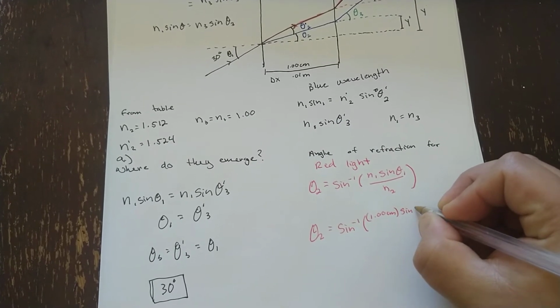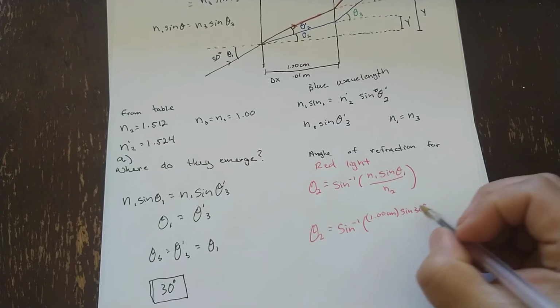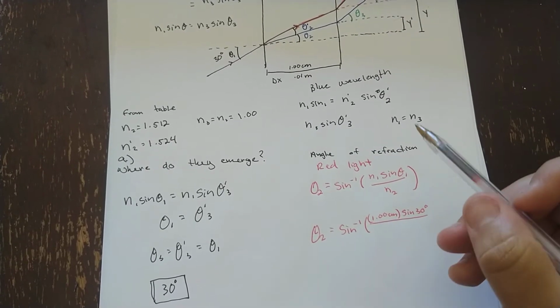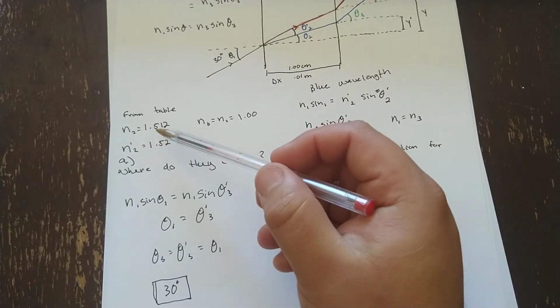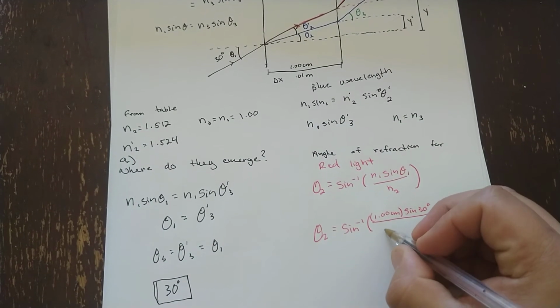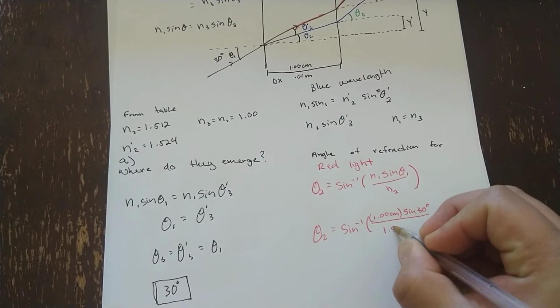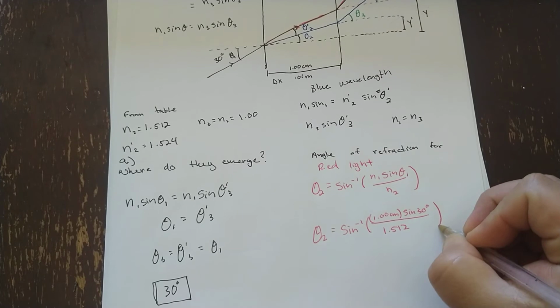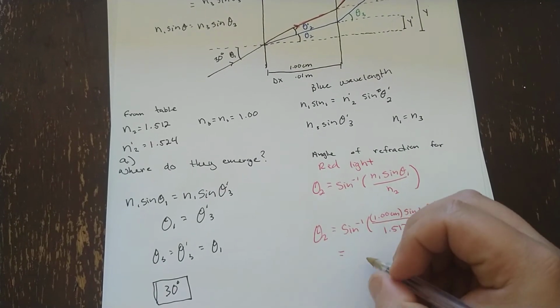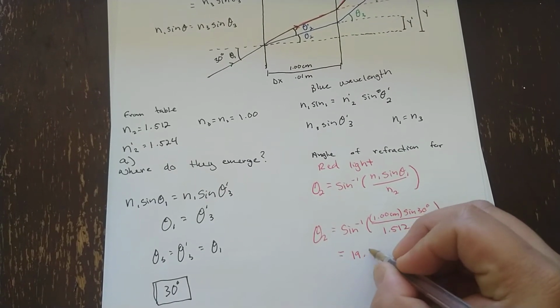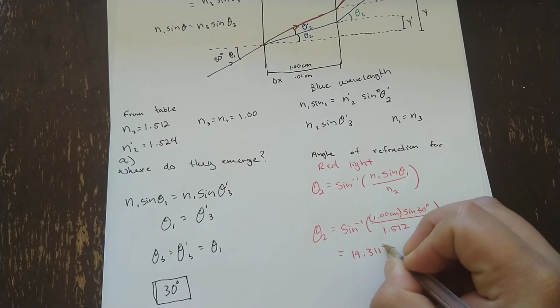Times the sine of 30 degrees over the n2, which we got from our table, and if you plug that into the calculator, you're going to get 19.311 degrees.